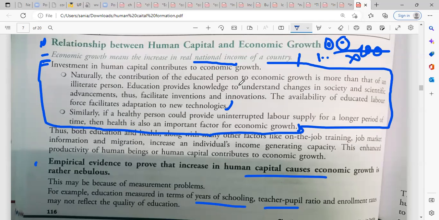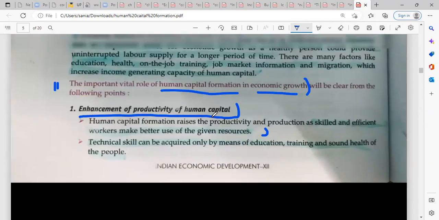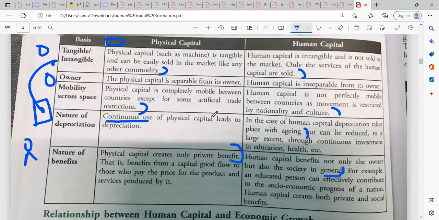Because of educated persons, there is technology advancement and everything, right? And plus the availability of an educated labor force facilitates adaptation of new technology. So for example, I have a new machine, a person who is educated can easily adapt it, right? And similarly, a healthy person can provide uninterrupted labor supply for a longer period of time, so health is also an important factor for economic growth. Clear? Yes, ma'am.